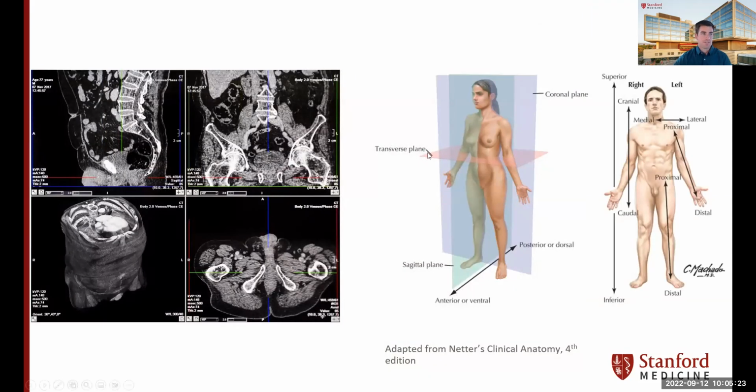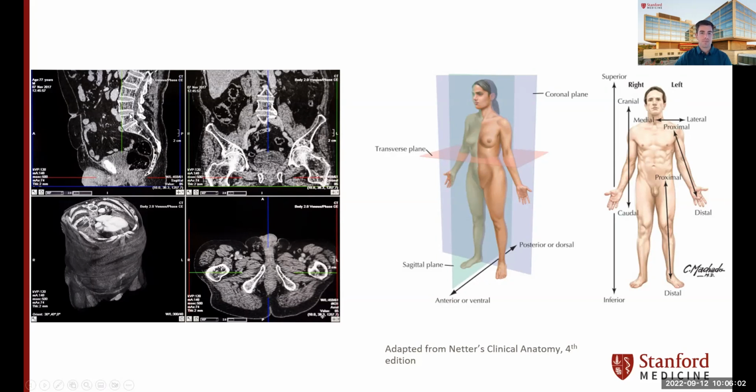So transverse is also called axial, and it's probably the most important CT plane. This is cutting a person in the middle into inferior and superior portions, right? So you're cutting right in the middle, and then you have an inferior and a superior portion. That's what an axial or transverse plane looks like right here. A sagittal plane cuts down the middle from front to back and divides a person into lateral and medial portions. So sagittal is right here. This is a really good example of what a sagittal image looks like.